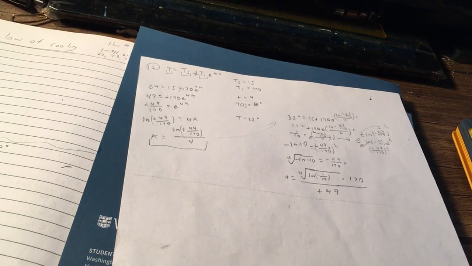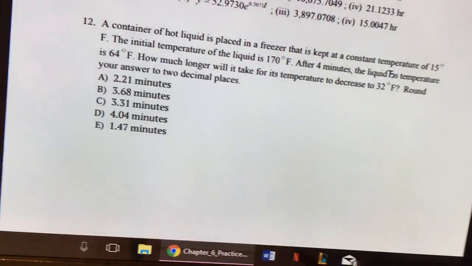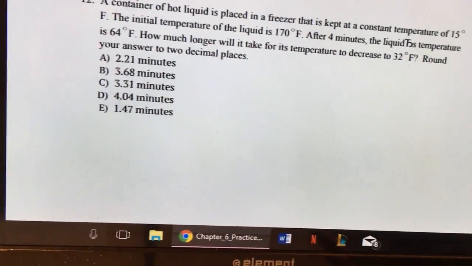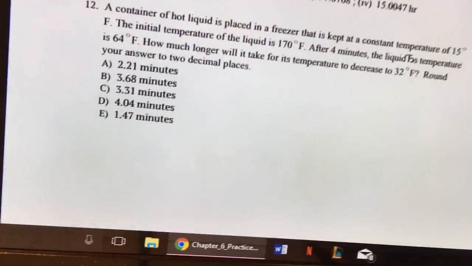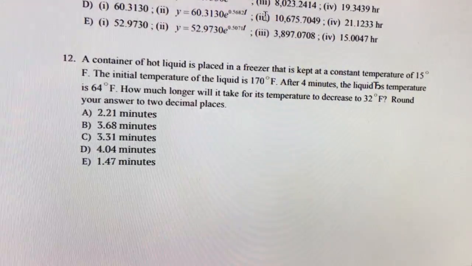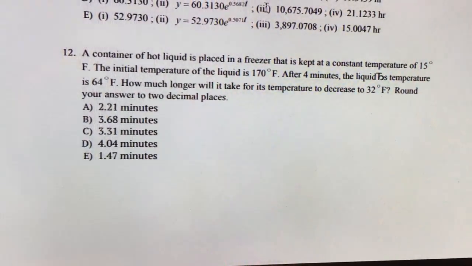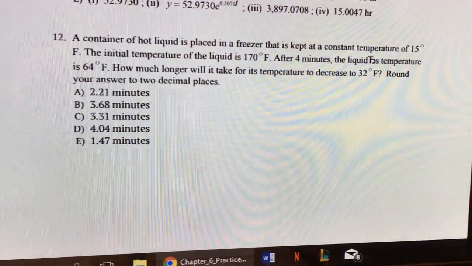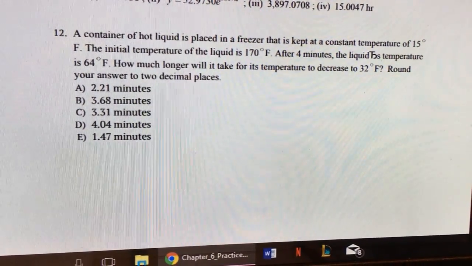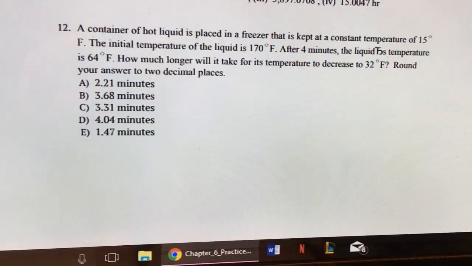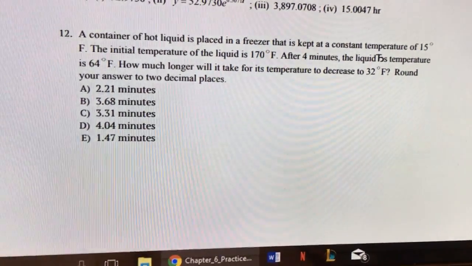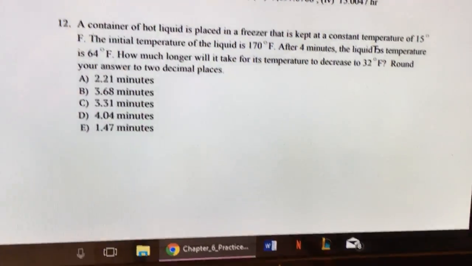Let's see, chapter 6. So number 12, it says a container of hot liquid is placed in a freezer that is kept at a constant temperature of 15 degrees. The initial temperature of the liquid is 170 degrees Fahrenheit. After 4 minutes, the liquid's temperature is 64 degrees. How much longer will it take for its temperature to decrease to 32?